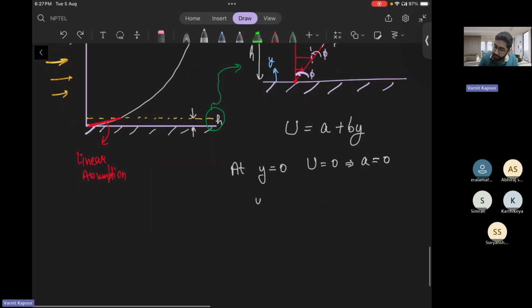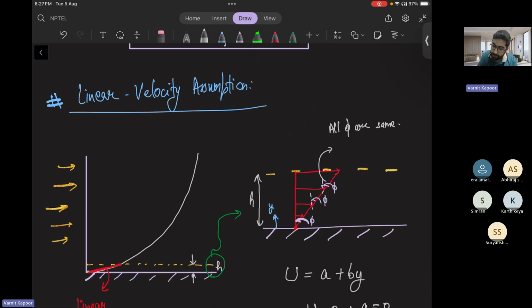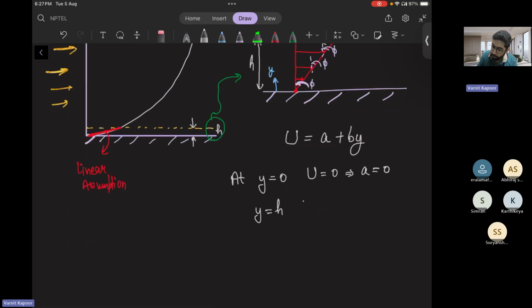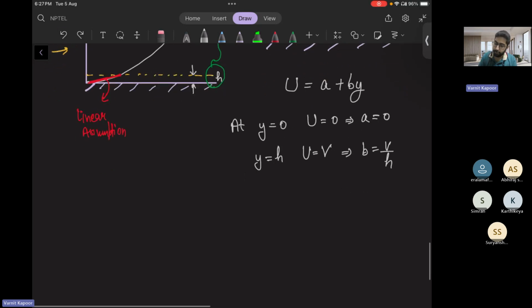Next, when y is equal to h, my velocity here is constant, that is v. Suppose v, so u is equal to v. This implies your b will be v by h, because a has already become 0. So b will become v by h. Put a and b, therefore your velocity profile will be u is equal to v by h into y. So this is your linear velocity profile assumption.